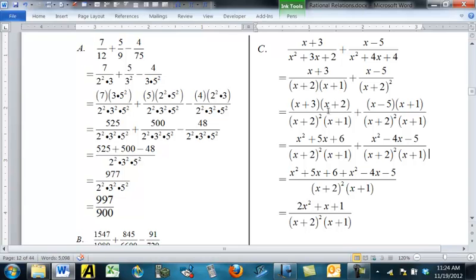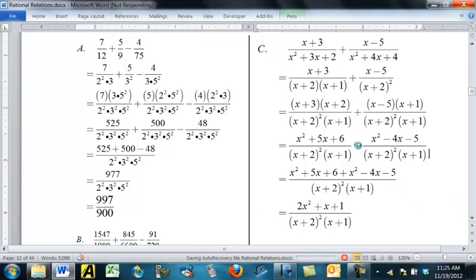In the other one, we need the x plus 1 to multiply the top and bottom by to make an equivalent fraction with the same denominator. Now, leave the bottom factored, multiply out the top. So in the numerator, x plus 3 times x plus 2 is x squared plus 5x plus 6, and x minus 5 times x plus 1 is x squared minus 4x minus 5.